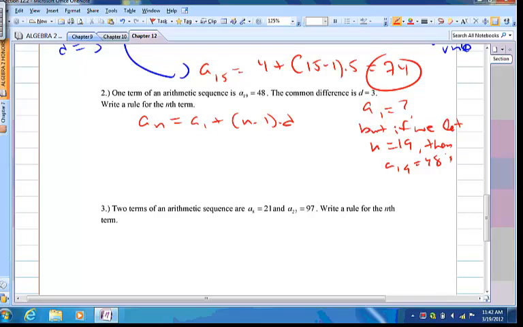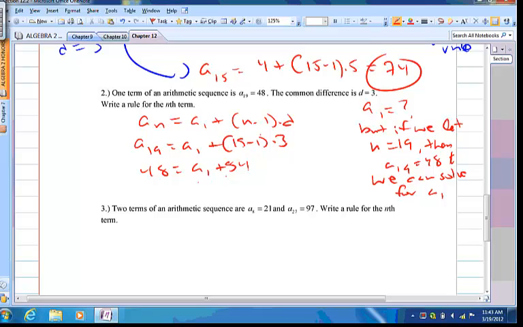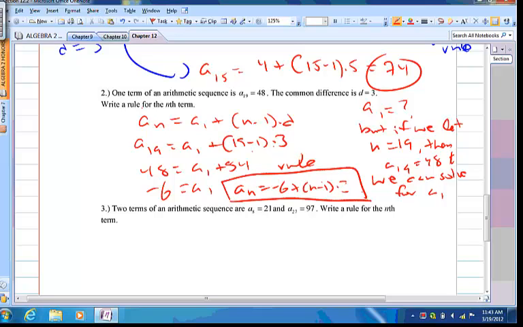A19 equals 48, and we can solve for A1. So if I let n equal 19, again, we know the common difference is 3, where A19 is 48. So if you work it out, you should get 54. So A1 will equal negative 6. So your rule would be AN equals negative 6 plus n minus 1 times 3. So very, very simple.